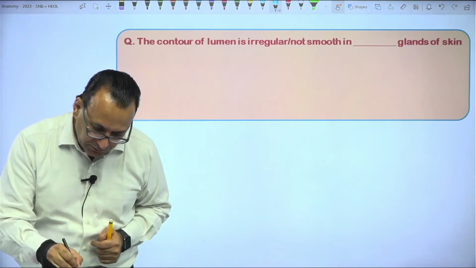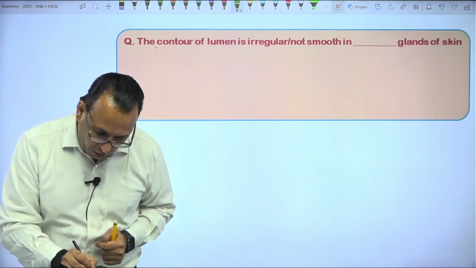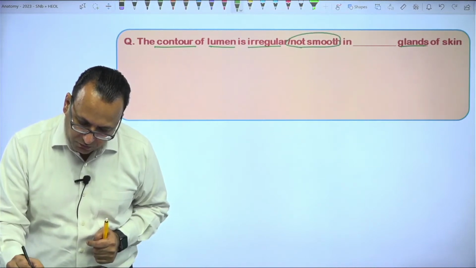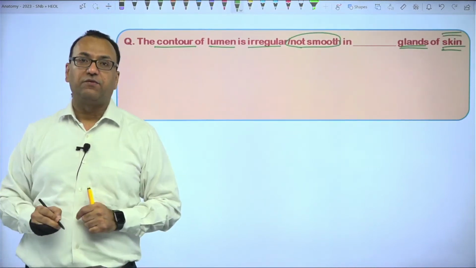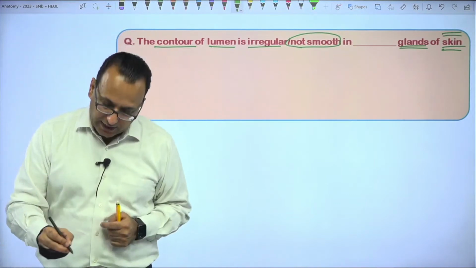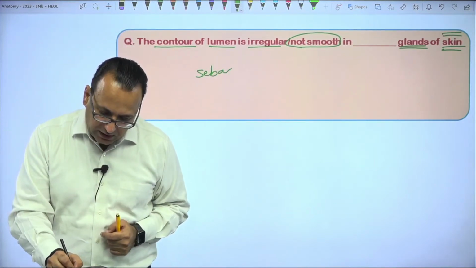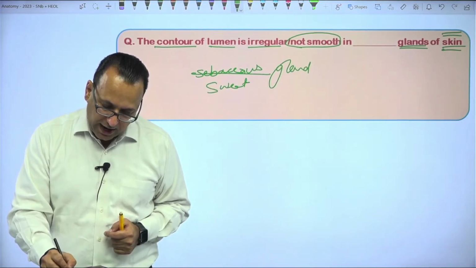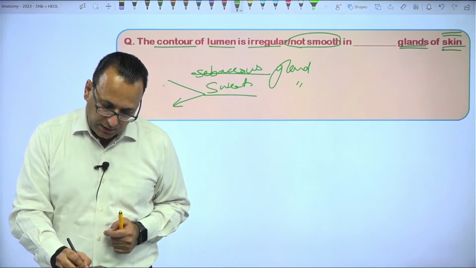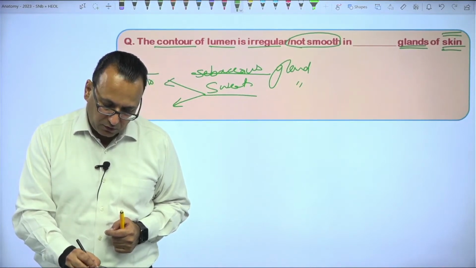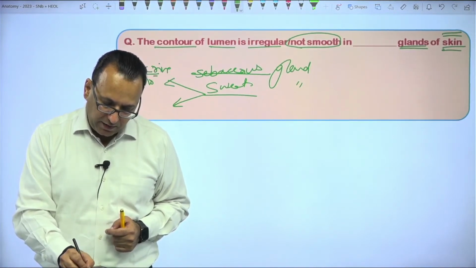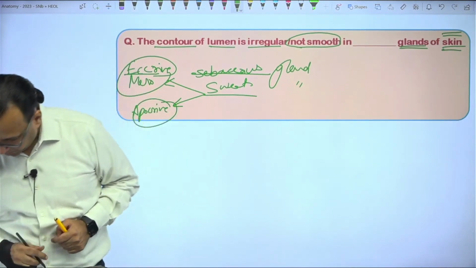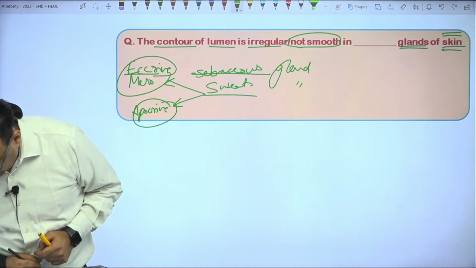The contour of lumen is irregular or not smooth in which gland of the skin? First of all, which glands do you see in the skin? In the skin, I will see the sebaceous gland and the sweat gland. And sweat gland is of two types. One is the merocrine, which is also called eccrine, and the other one is the apocrine. So what do you think is the answer? Sweat, yes.